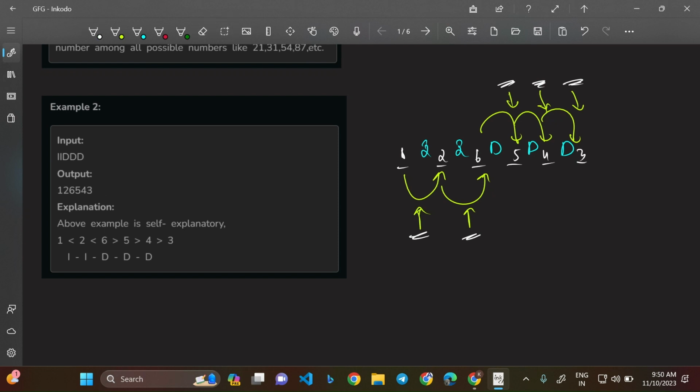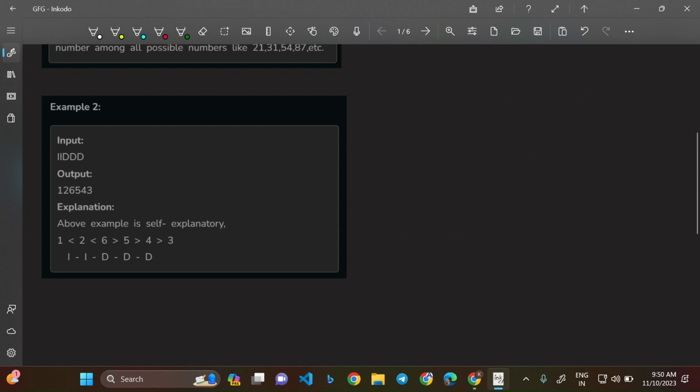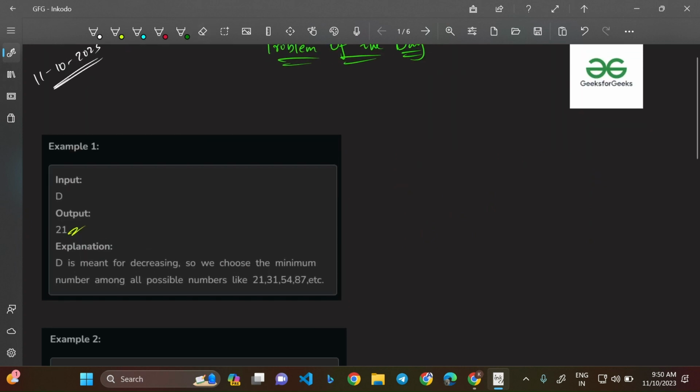I hope you people understood. We are just understanding why that particular thing is the output. We are not framing the approach. Now we'll start framing the approach.